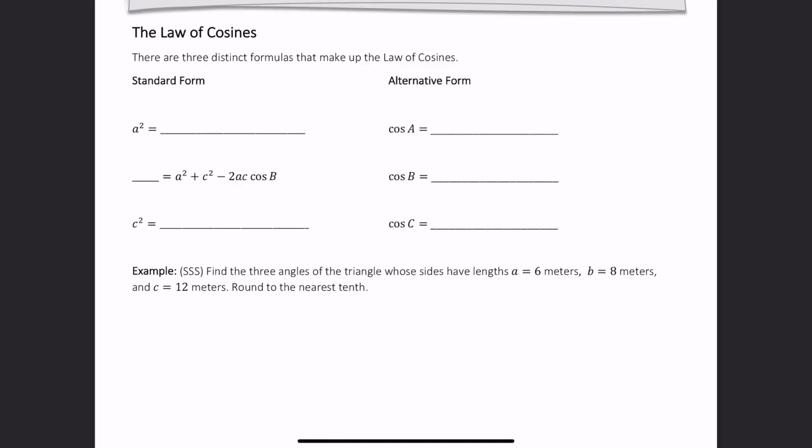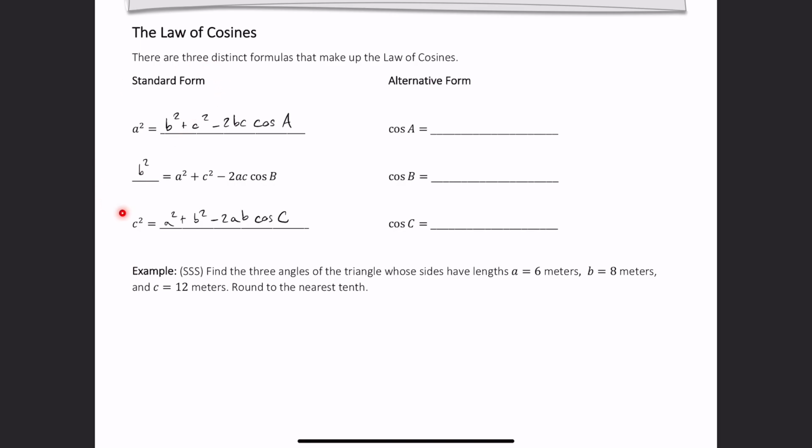To start, we have a squared equals b squared plus c squared minus 2bc cosine of angle A. Then similarly, we have b squared equals a squared plus c squared minus 2ac cosine of angle B. Then lastly, we have c squared equals a squared plus b squared minus 2ab cosine of angle C. So we can clearly see the pattern here.